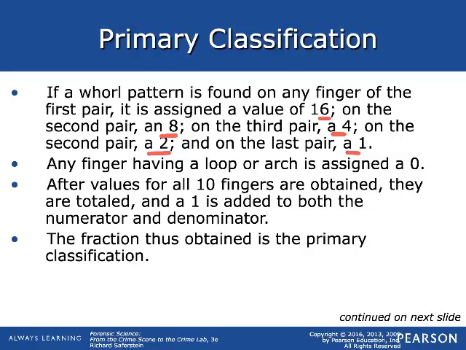And then what they do is they total everything up and they add a 1 to the numerator and the denominator, and then it gives you a fraction. And that fraction is the primary classification. So it's really kind of like an arbitrary system, but because they use it consistently, you can come up with a number for different people, and then you can try to match them that way.